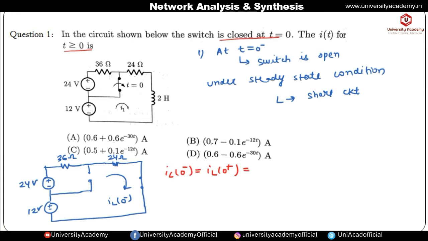Now both these voltage sources are connected in series, so it will be 24 plus 12, and these two resistances are also connected in series, because as the switch is open, no current will flow in this path. So these two resistances are in series, that is 36 plus 24. So this will be 36 by 60, which is 0.6 ampere. So we have calculated the value of IL of 0 negative.